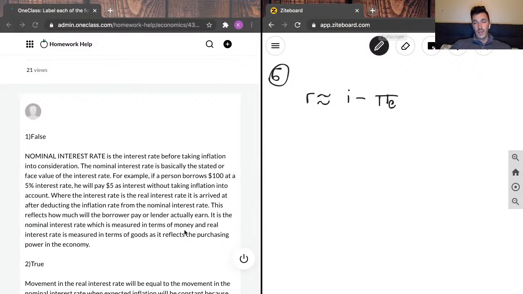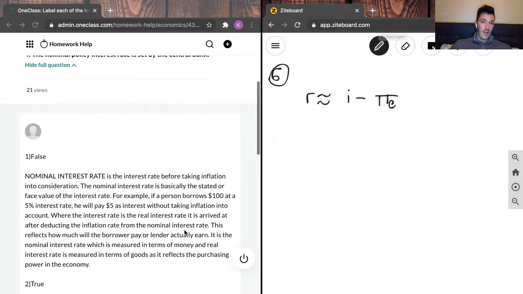Our junior tutor has also said that it is false. And they've written that the nominal interest rate is the interest rate before taking inflation into consideration. The nominal interest rate is basically the stated or face value of the interest rate. For example, a person borrows $100 at a 5% interest rate. They will pay $5 as interest without taking inflation into account.